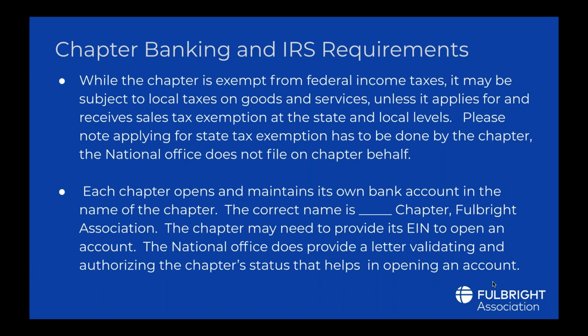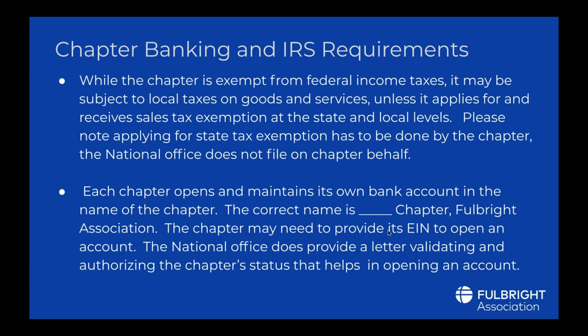We actually, come to think of it, have just applied and gotten approved for the Virginia state tax exemption. So actually we could share that with our Virginia chapters. But beyond that, many states don't take our DC state exemption, so it is of no use for you all to have that. You open your own account, you maintain your own account. And the correct way of listing your account is, for example, the Nebraska chapter, Fulbright Association. I use Nebraska because that's a new one that's just opened.